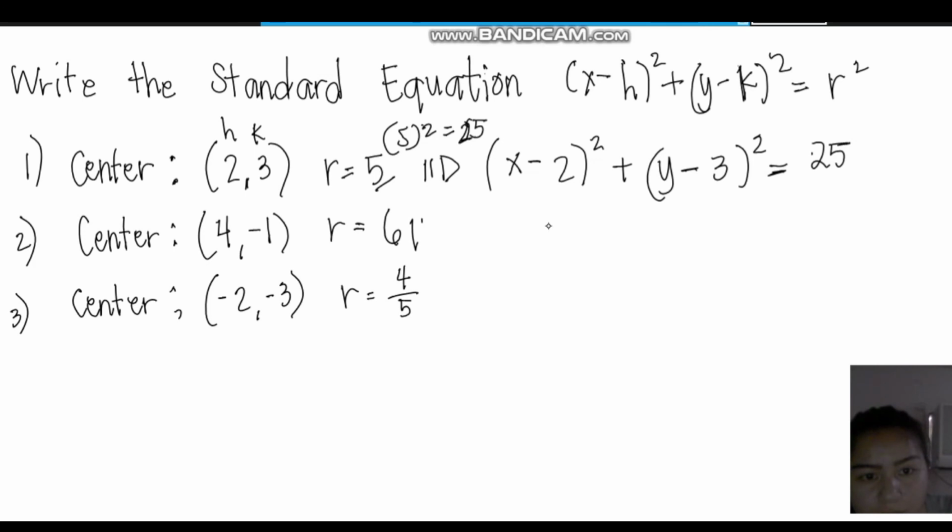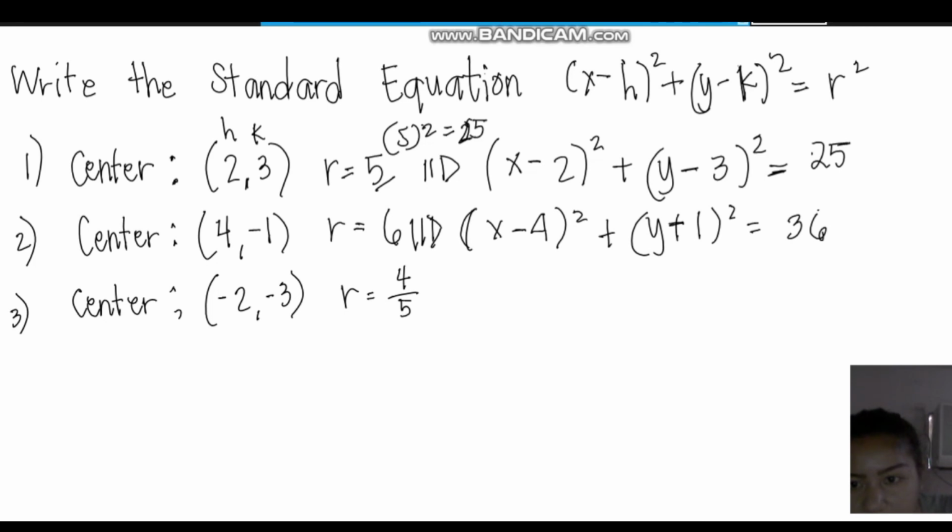Okay. So, how about number 2? So, number 2 naman, ang ating center ay 4 and negative 1. So, magiging x minus 4 squared plus y. Since negative 1 yan, hindi natin gagawin y minus 1. Magiging y plus, kasi negative, negative, positive. Y plus 1 squared equals, okay, so ang radius natin ay 6. So, i-square pa natin yan. 6 times 6 is 36. So, the standard equation is x minus 4 squared plus y plus 1 squared equals 36.